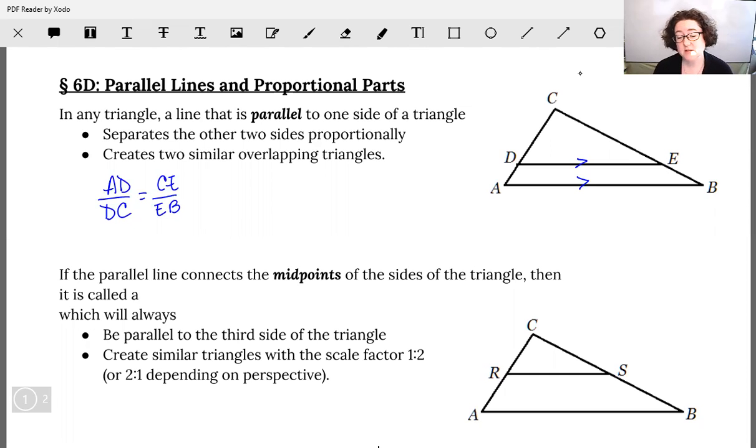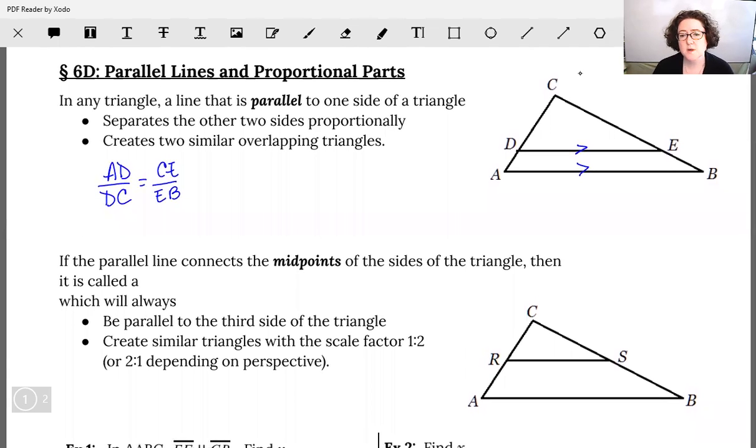All right, the secondary piece to this is something called a mid-segment. So when we look at that second triangle, if we know that we have two parallel lines again, so I'm going to mark my parallel lines for RS and AB. So if I know that those are parallel, that's given to me, and I know that that segment RS bisects the two sides of the triangle that it intersects, then it actually creates something called a mid-segment, connecting the midpoints. So that's a little easier to remember.